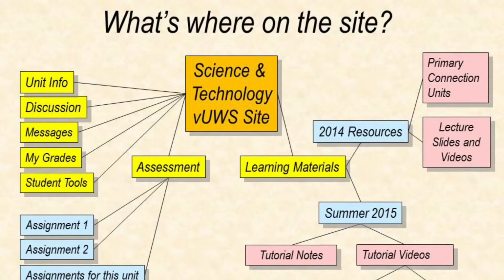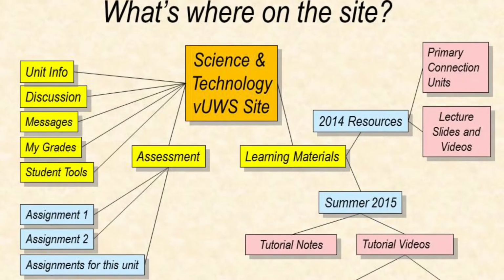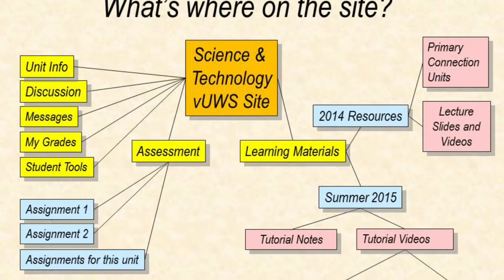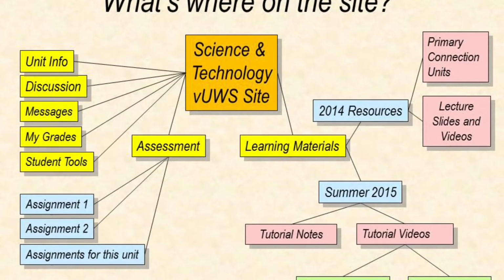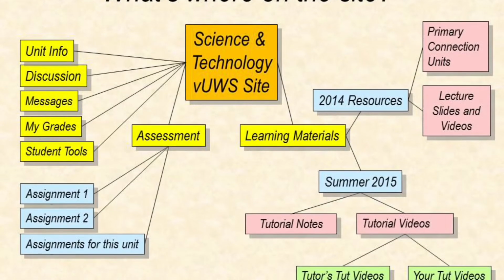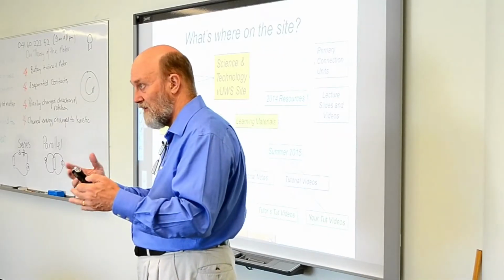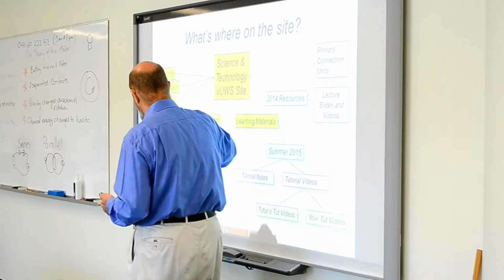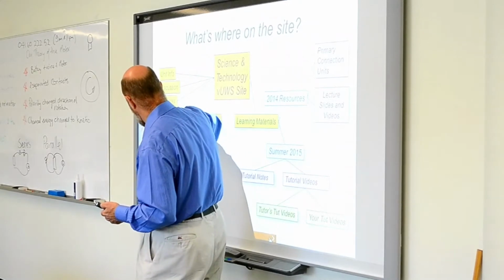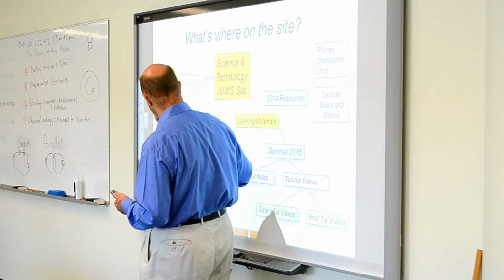Discussion space. The discussion is different in that it's there for you to use. It's not there for me to tell you stuff. I'll only respond if asked. I'll watch it, but I'm not monitoring it. I'll go there occasionally to see what's happening. But it's really a space for you to communicate with each other. Messages is where I communicate with you. You want to have a space so you can go and see your grades.